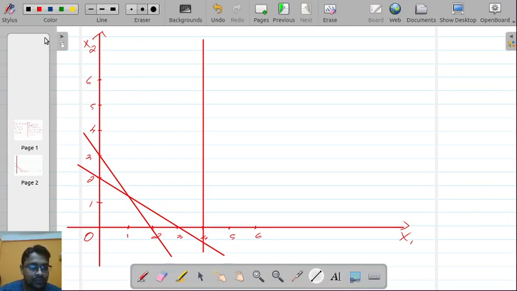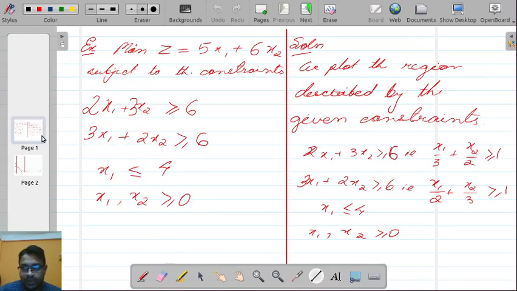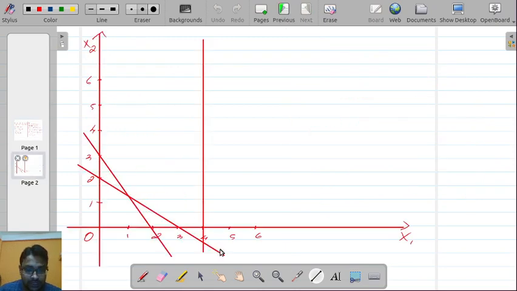Now let us see what happens for the first constraint. x1 by 3 plus x2 by 2 is greater than or equal to 1. So 0, 0 doesn't satisfy this, so that means the region is away from the origin. The region is towards this. For the first one, the region is towards this. For the second one, the region is towards this. Origin doesn't satisfy, right? So the region is towards these things. And for the third one, x1 less than or equal to 4, so the region is towards this.